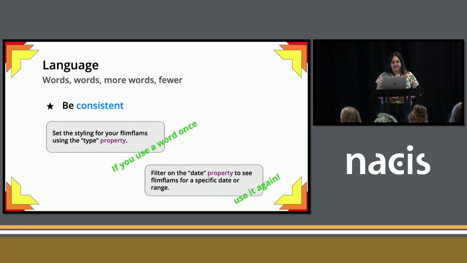Be consistent. Set the styling for your flimflams using the type property. Filter on the date property. The word property can also be switched out for attribute or another word. And if you're trying to describe something and get someone to understand, you don't want to use words interchangeably, even though you might have learned that in English class, that you want to use different words to make your writing more interesting. The goal isn't to make your writing interesting, it's to make your writing clear.